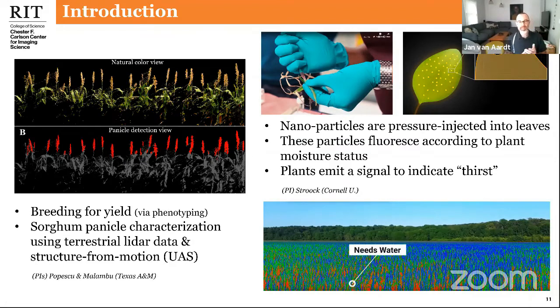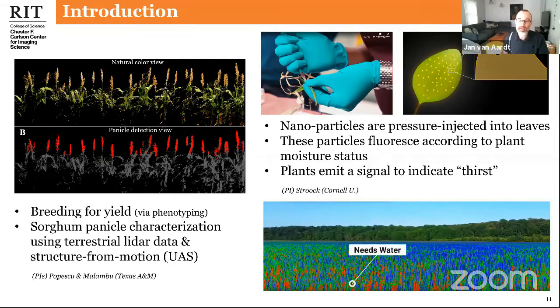On the right here, you see what I think is one of the most exciting research that I've heard in a long time. This is not mine, it's from Dr. Abe Strook at Cornell University. He is in the engineering department, and what he's working on is pressure injecting nanoparticles into leaves. So they literally pressure inject nanoparticles into the leaf structure.